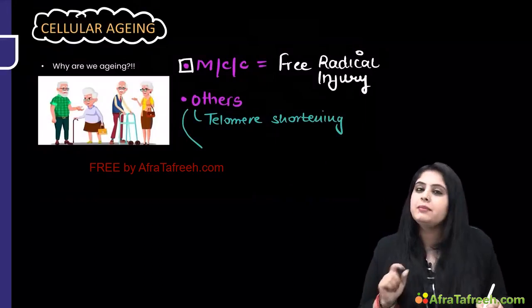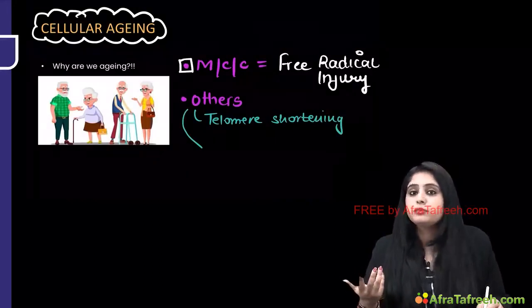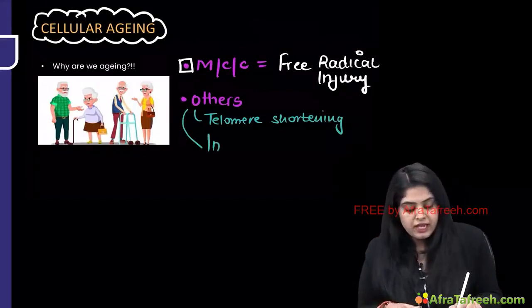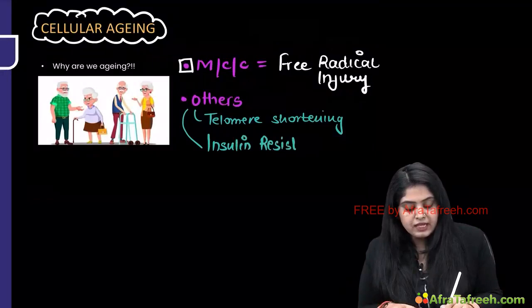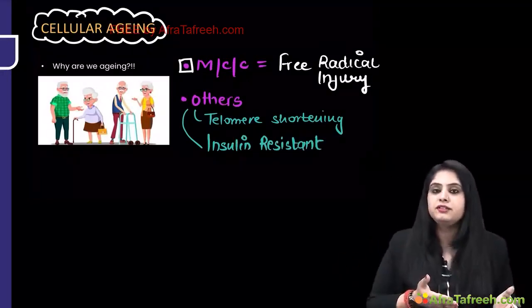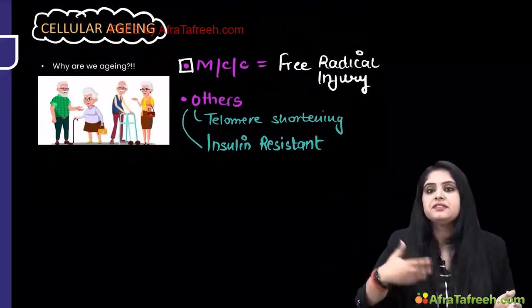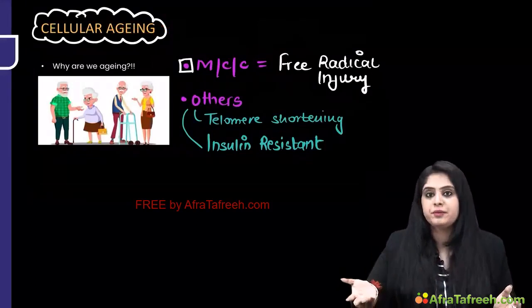And what do you think is happening to our insulin? Don't we know that as we age, our body stops responding to insulin? Don't we have insulin resistance as we are getting older? And yeah, that is a reason that we are getting older. It's not that we are getting old and then we are becoming insulin resistant. Ulta hai. We are becoming insulin resistant, and that is why we are aging. That is the real concept behind it.